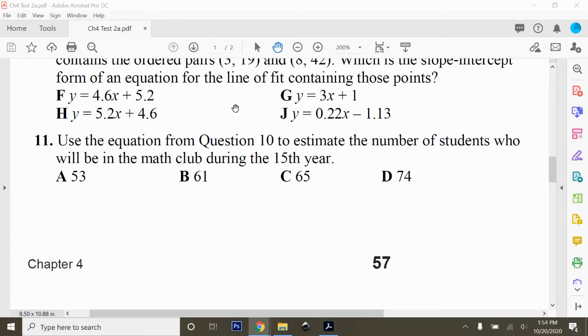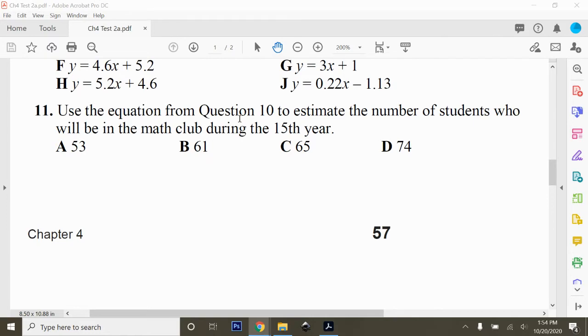11. Use the equation from question 10 to estimate the number of students who will be in the math club during the 15th year. A, 53. B, 61. C, 65. D, 74.